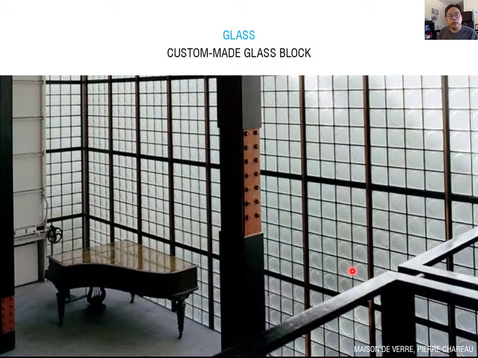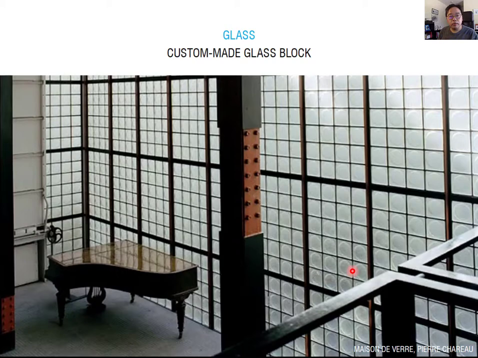Next one, the custom-made glass block. So let's talk about the custom-made glass block. The project here, the Maison de Verre, was built in 1932 in Paris. It translates as house of glass. The external form is defined by a translucent glass block wall. This space controls transparency and lightness through the glass block.